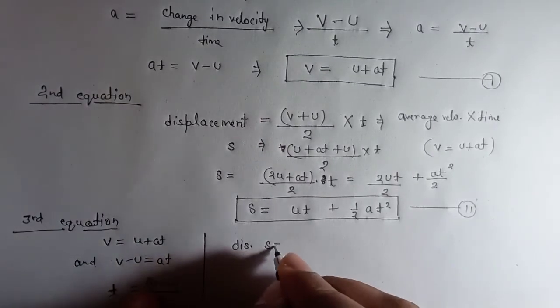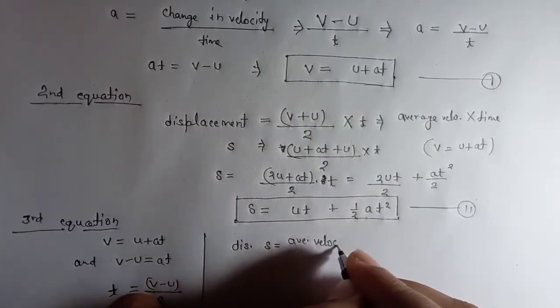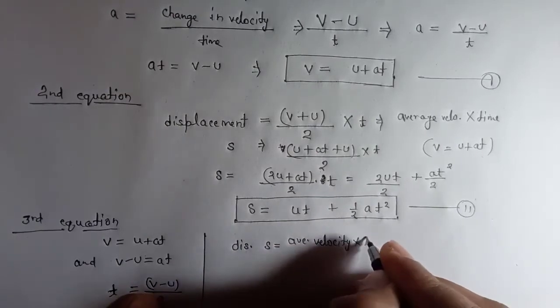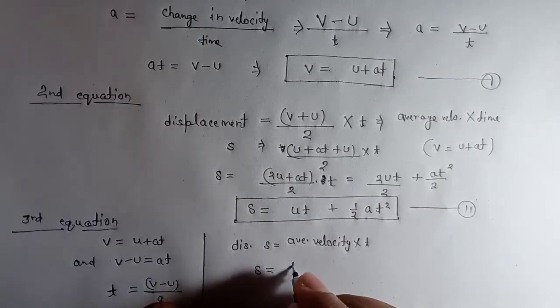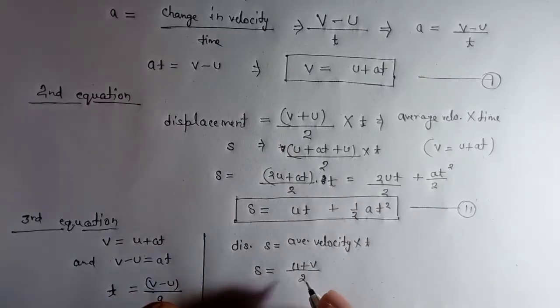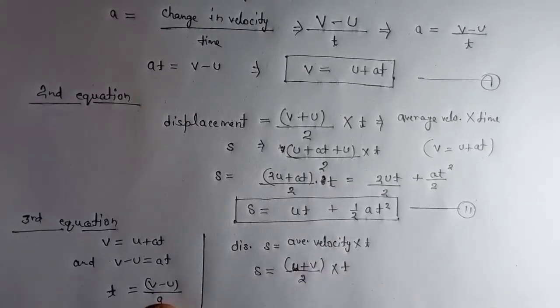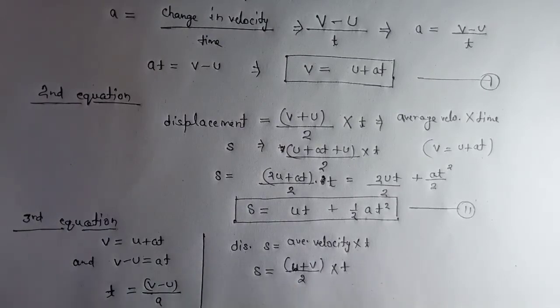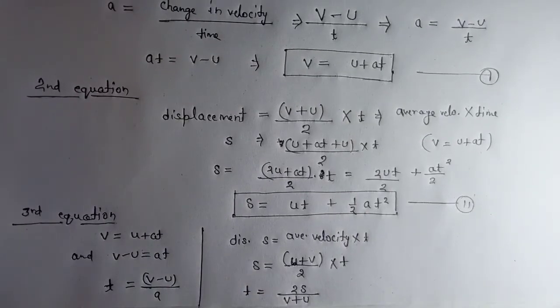Now we know that displacement s is equal to average velocity into time. So s is equal to average velocity, which means add these two velocities and divide by 2, u plus v upon 2, and time means t. So if you get the value of t from here, you will get t is equal to 2s upon v plus u.